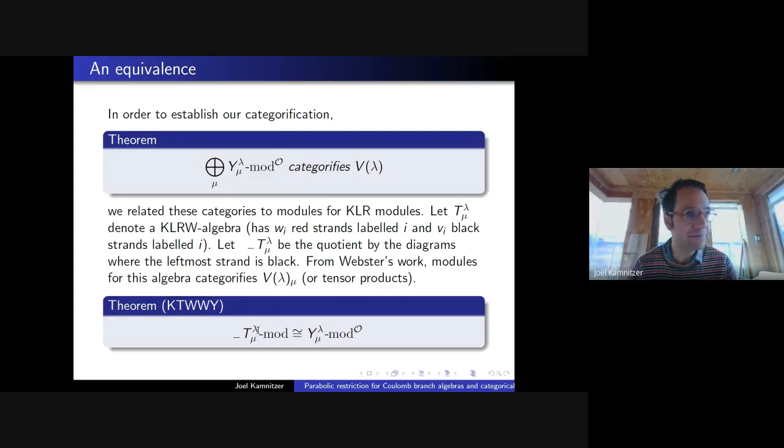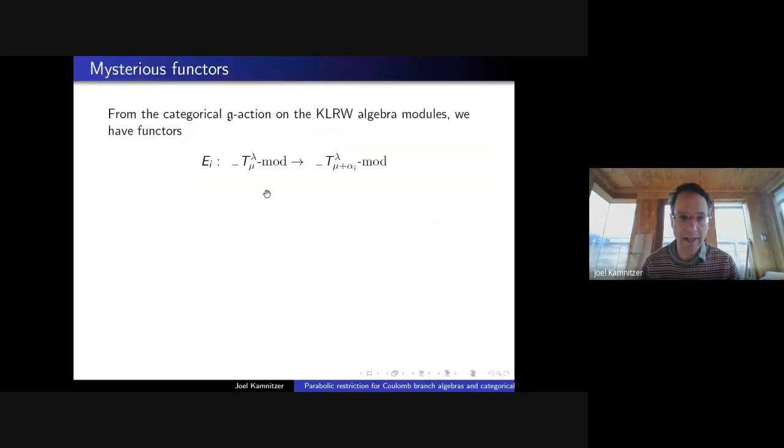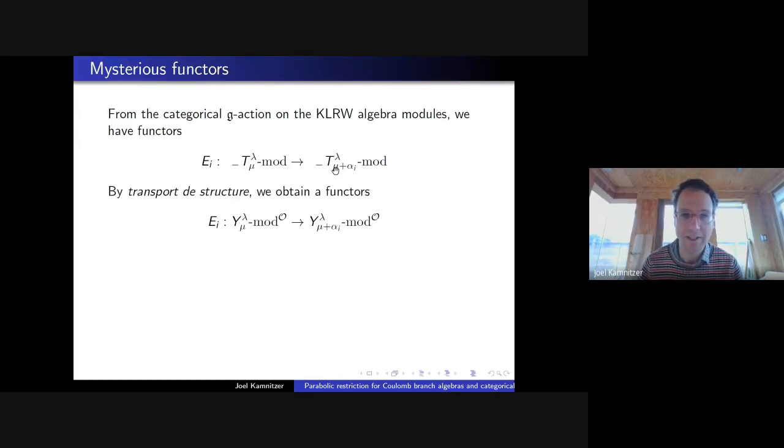And the proof is pretty algebraic, just involves working with these algebras and so on, but it kind of uses their description as Coulomb branch algebras. Okay, so from this theorem, we get the previous one, namely we have functors from Webster's work, E_i functors from T lambda mu mod to T lambda mu plus alpha_i mod. And then since we have vertical equivalences here and here, we get functors this way, and these functors give us this categorical g action.